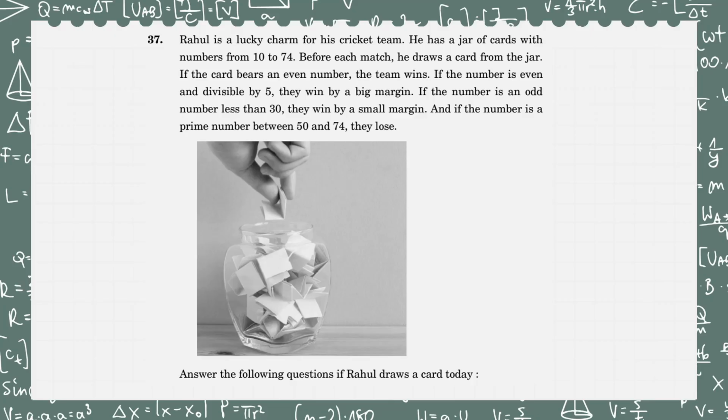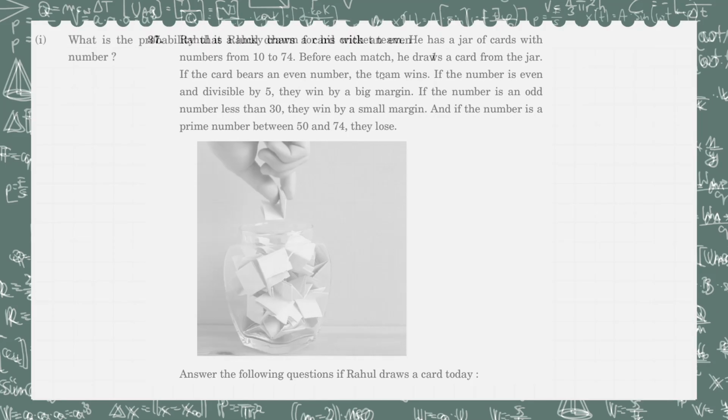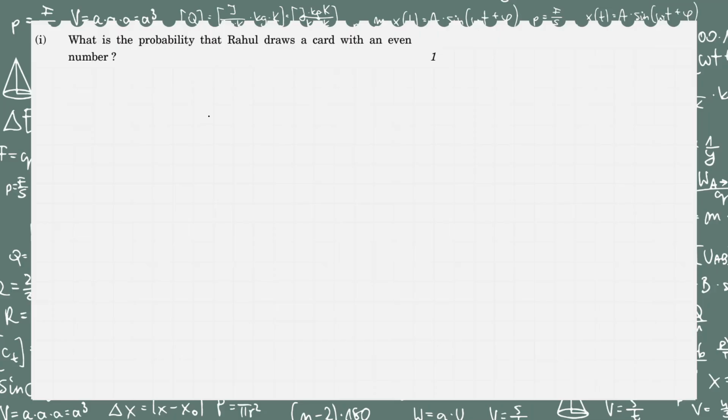And if the person is drawing a prime number between 50 and 74, then preferably they'll lose the match. Okay, so let us see what all the questions we are going to answer. Number 1, what is the probability that Rahul draws a card with an even number? Always we have to write the sample space whenever we are solving some probability related sum, right? That is a good practice always.